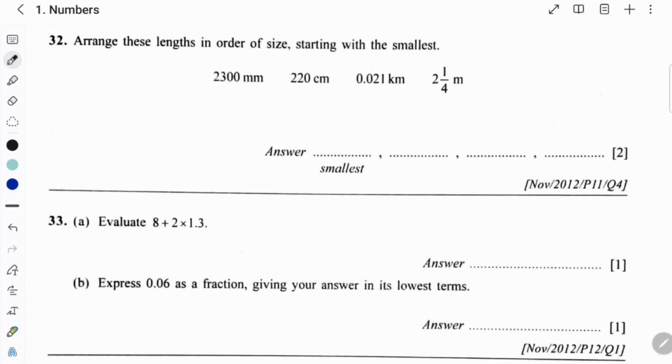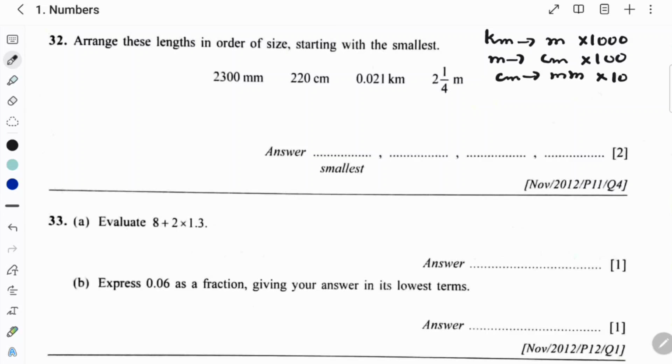So millimeter is the smallest unit. Just see the conversion first. Kilometer is the biggest unit. Okay, so 1 kilometer, whenever we convert into meters, we multiply by 1000. Whenever meters into centimeters, we multiply by 100. And centimeters into millimeters, we multiply by 10.